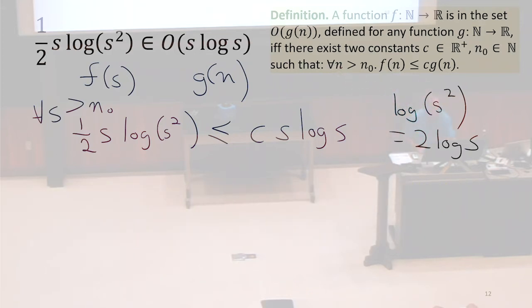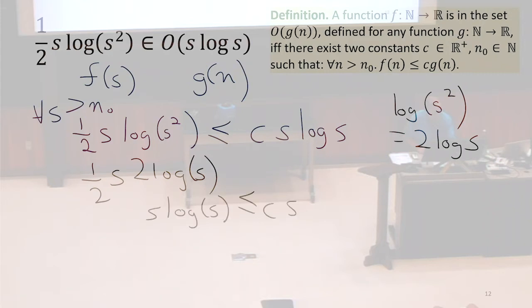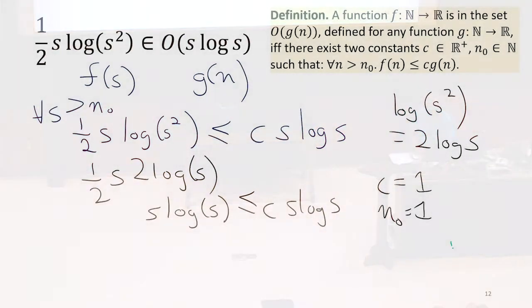In this case, now we have that. This is the equivalent of 1/2 s^2 log s. We can simplify that. So what value do we need to choose for C? Well, we can choose almost any value for C. This is going to work. 1 is a good choice. It would be obfuscating to pick a bigger value because it actually works for C equals 1 and it works for N0 equals 1. So that is in big O.